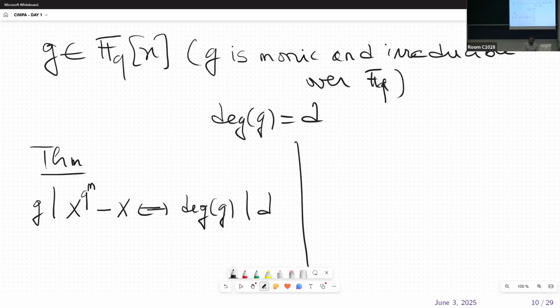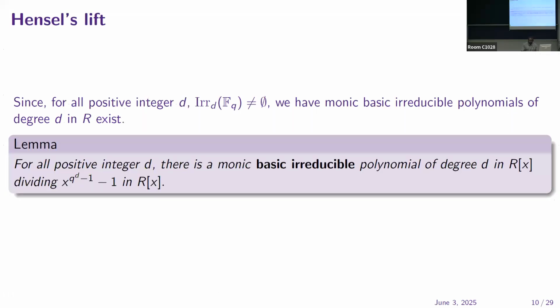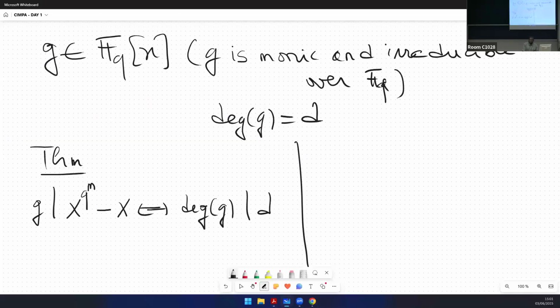This lemma says that for any monic basic polynomial of degree d over R, there exists a monic basic polynomial of the same degree over R that divides x^(q^d - 1) - 1.